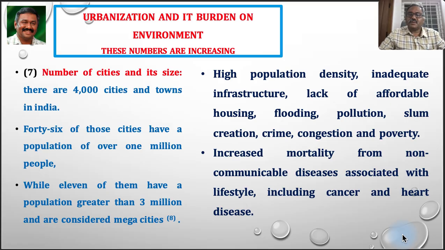So this leads to high population density, inadequate infrastructure, lack of affordable housing, flooding, that is urban flooding, pollution, slum creation, crime, congestion, and poverty. Increased mortality from non-communicable diseases associated with lifestyle, including cancer and heart diseases.